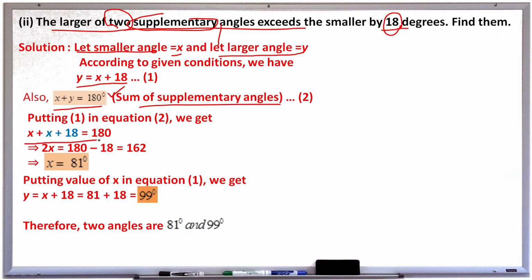You will get x plus x plus 18 is equal to 180. So 2x is equal to 180 minus 18, which is 162. So x is equal to 81 degrees. Putting the value of x in equation number 1, we get y is equal to 99 degrees. So the two angles we are getting are 81 and 99 degrees. These two angles only we record.